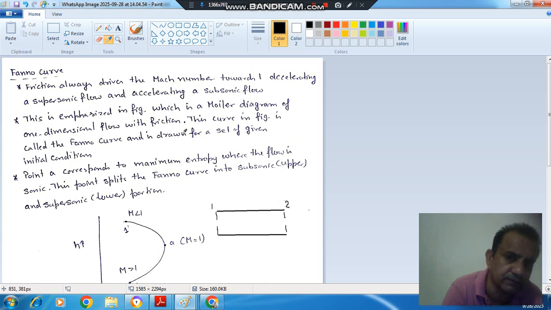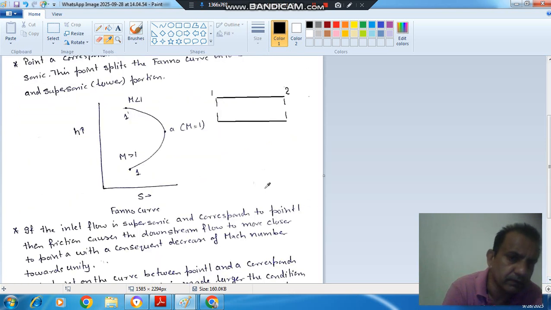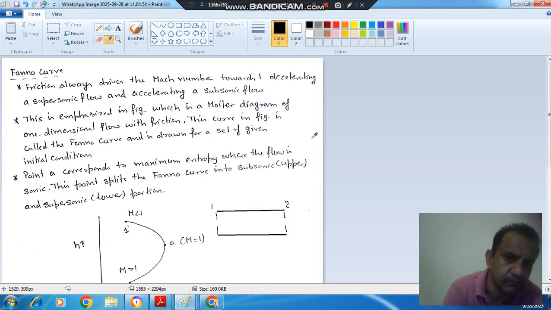Okay, next point is this is emphasized in figure, which is a T-s diagram of one dimensional flow with friction. So this curve is called Fanno curve. This is the h-s diagram, and this curve is called Fanno curve, and is drawn for a given set of initial conditions. So these are the initial conditions, and it is drawn for this set of initial conditions.